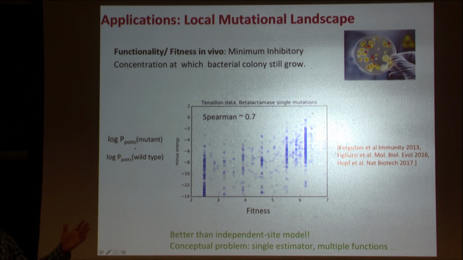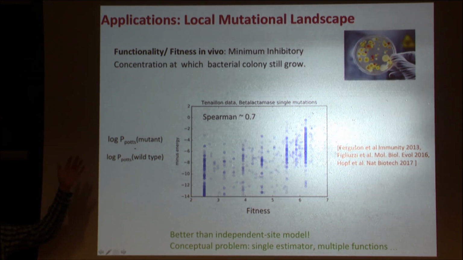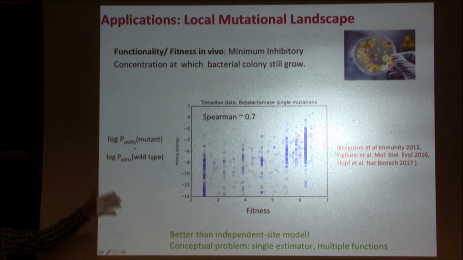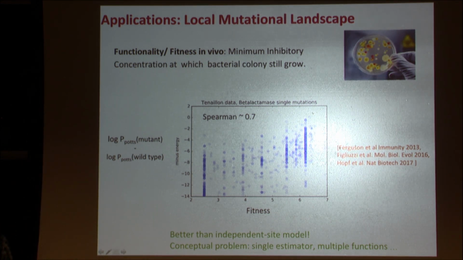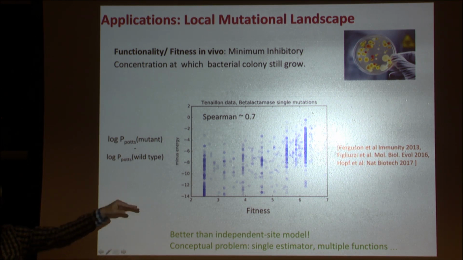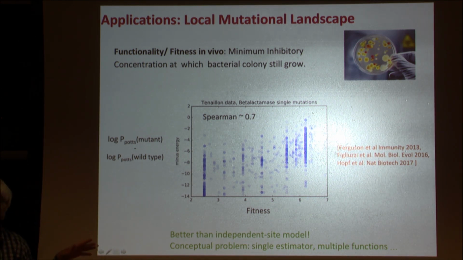So this is not perfect. It works better than the independent site model, but there is some signal. But there is also some conceptual problem. A protein may have many different functions and aspects, and we have a single score. Okay? So this is one of the reasons you don't get a perfect correlation, is that if you change the experiment, you will change the x-axis, but I cannot change the y-axis. That's bad, right? Something is not going well here. So there is a conceptual problem. So I talk about that.